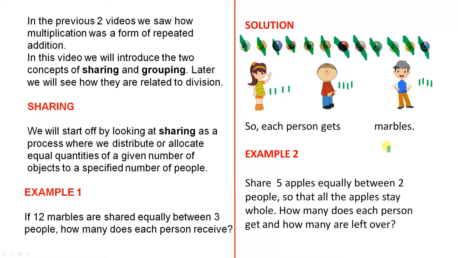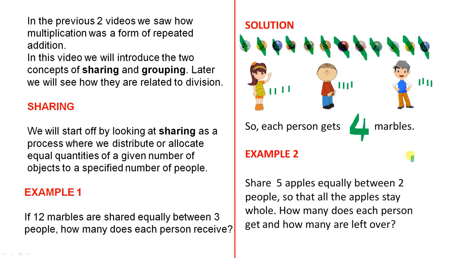So let's see what happens. Each person gets 1, 2, 3, 4 marbles. So that is sharing. The 3 people shared the marbles equally and each person received 4 marbles. You can see that, 4 marbles for each person.